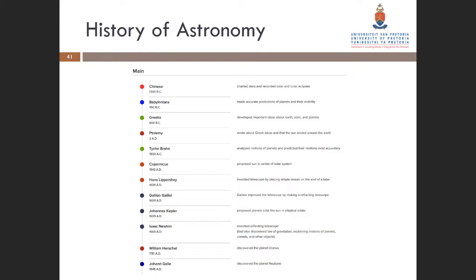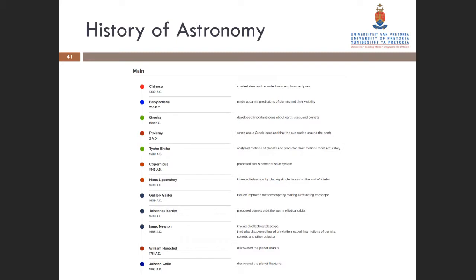The main idea is that the Chinese started to chart stars and record our solar system and lunar eclipses. The Babylonians made accurate predictions of planets and their visibility. The Greeks developed important ideas about Earth, stars, and planets. Ptolemy wrote about the Greek idea that the Sun circled around Earth. Tycho Brahe analyzed the motions of planets and predicted the motions accurately. Copernicus proposed the Sun as the center of our solar system.